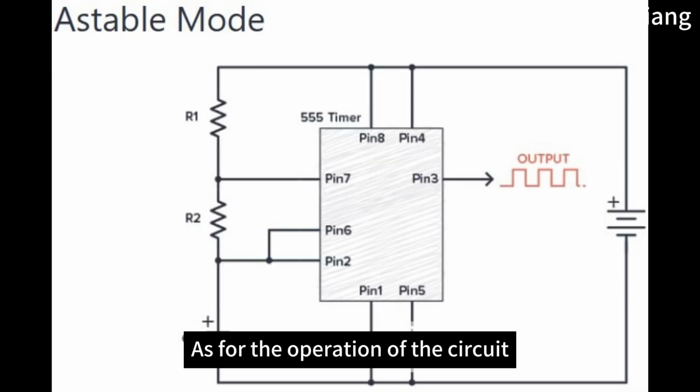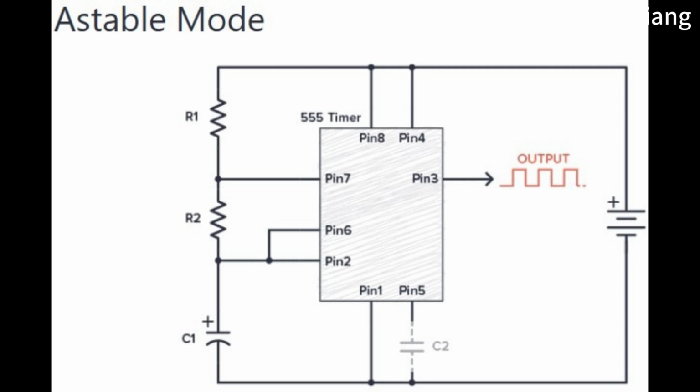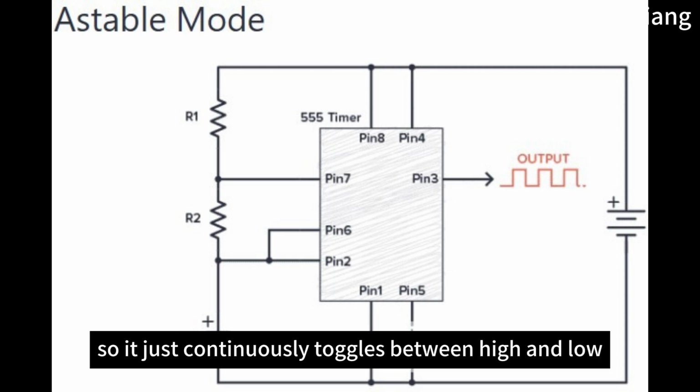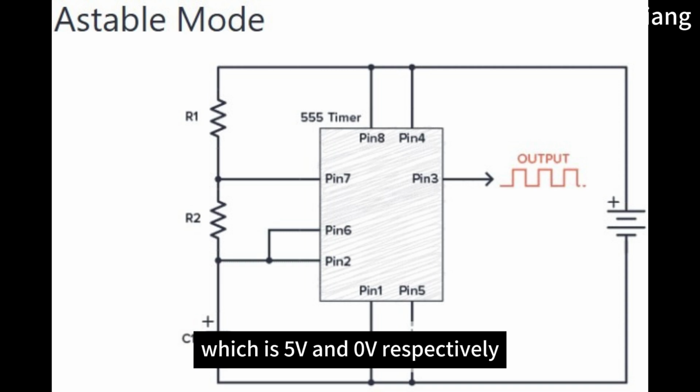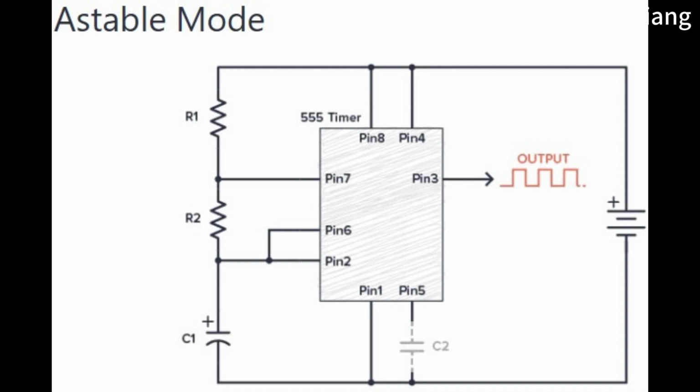As for the operation of the circuit, I've configured the 555 timer in astable mode. In this setup, the circuit has no stable state, so it just continuously toggles between high and low, which is 5V and 0V respectively, without any external trigger. The frequency is determined by the RC network inside the circuit.